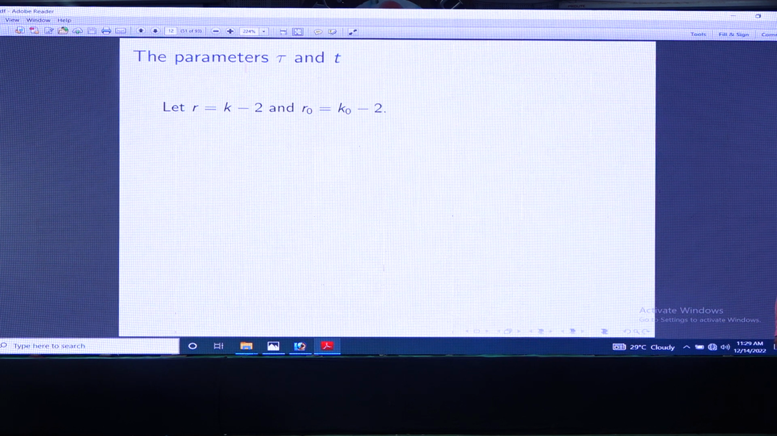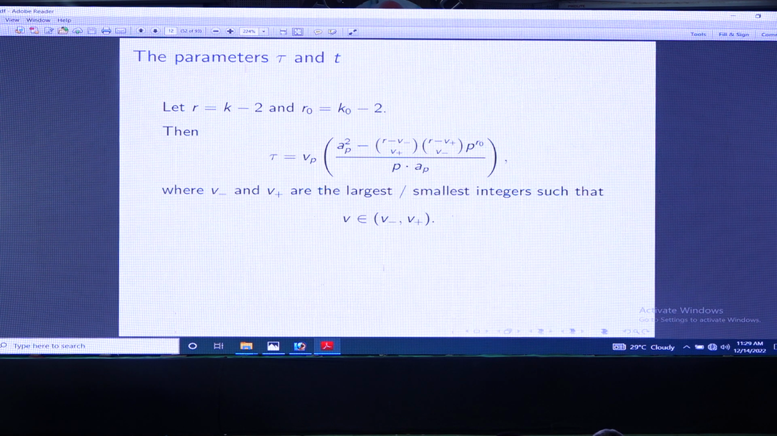Okay, so let me quickly define what these parameters tau and t were. They were a bit mysterious because tau was that line and t were these numbers. So some more notation: let r be the weight minus 2 and R naught be k naught minus 2. Actually, R naught was defined on the previous slide, so maybe I should have written that k naught is R naught plus 2, because that defines k naught. But anyway, for symmetry, let's write it like that. So tau is the following strange number. It's not a slope, it's a kind of slope, but it's a slope of a more complicated quantity.